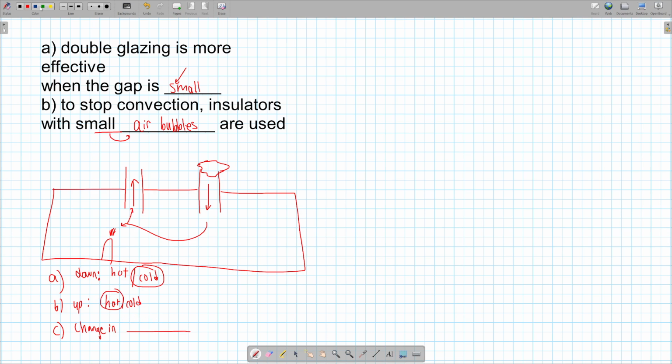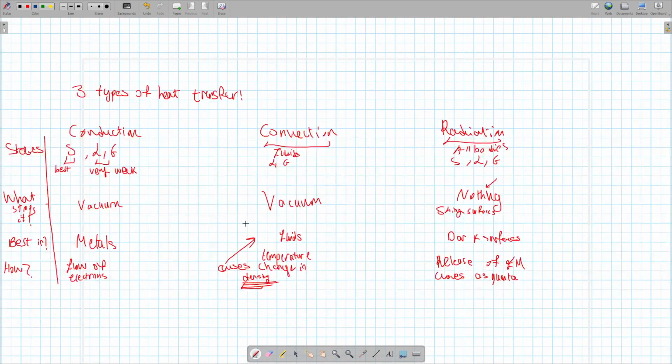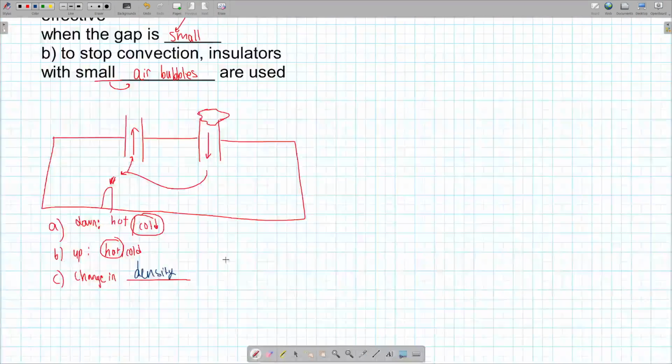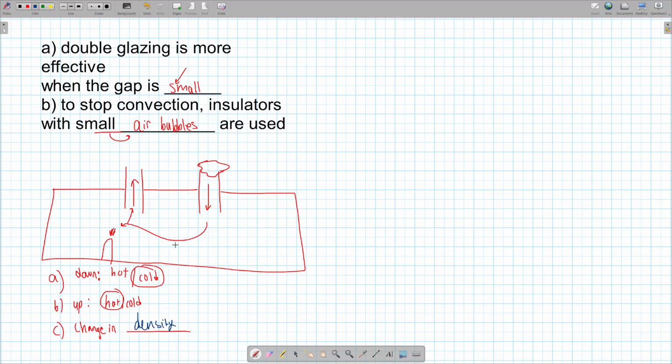Anna, I put, why is this poorly answered? Because Anna, I put change in temperature. Why is this not change in temperature? Even though change in temperature should be correct, guys, huh? It's correct. Temperature does cause it. But we're talking here about convection, and this is caused due to the change in density. Like I said, what causes convection? It's the change in temperature that causes mainly the change in density. Okay? So this is caused by the change in density.